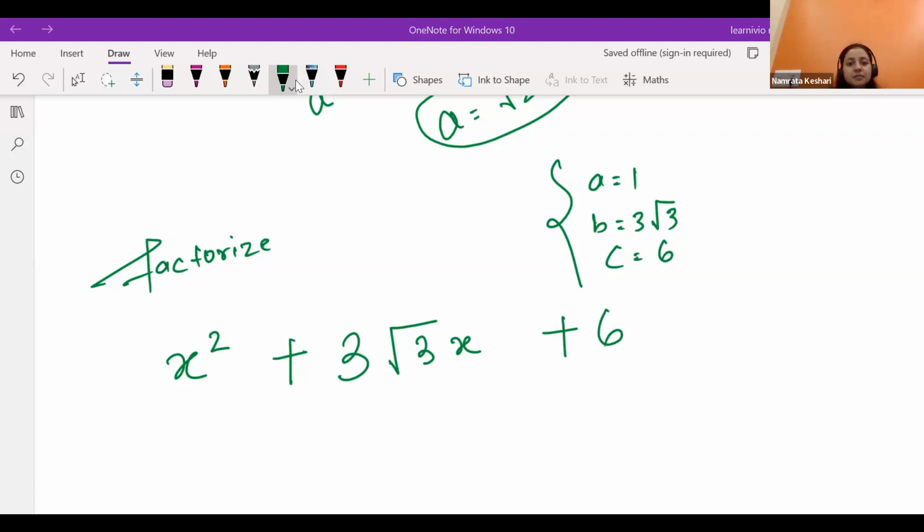Great. Now you have already done. Okay. Let other students try it, then we'll be discussing it. Bracket x plus root 3, bracket x plus 2 root 3. Yes, we'll be checking on it. Then I also need to check what will be the answer. So we'll be discussing it over.